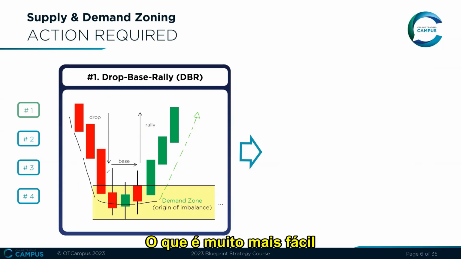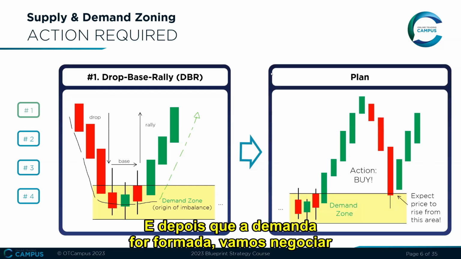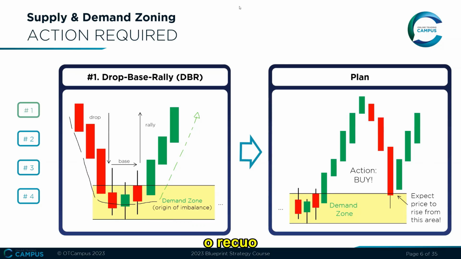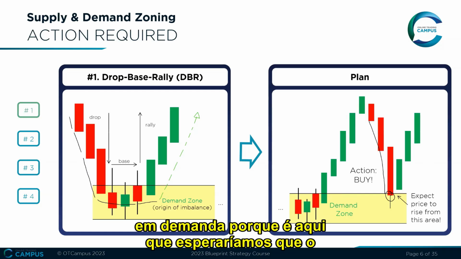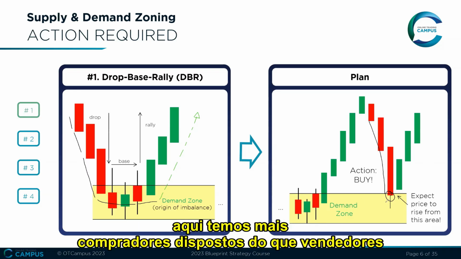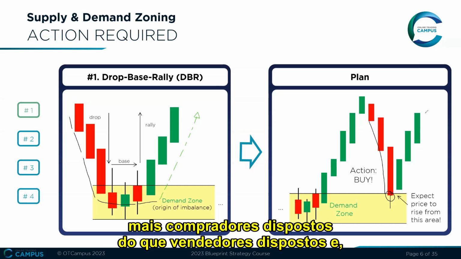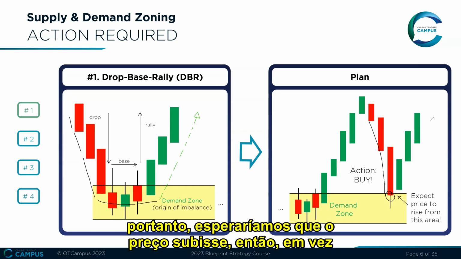However, that's a lot more difficult. What's a lot easier is to let demand be formed, and after demand is formed, we're going to trade the pullback into demand, because this is where we would expect price to rise again from this area of price, because here we have more willing buyers than willing sellers, demand excess, economics 101, and therefore we would expect price to rally.